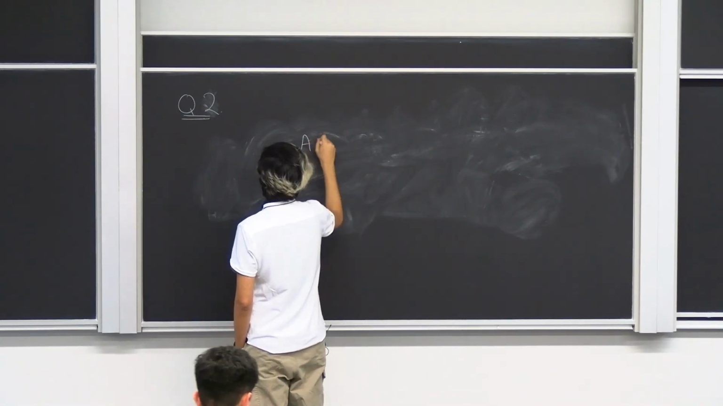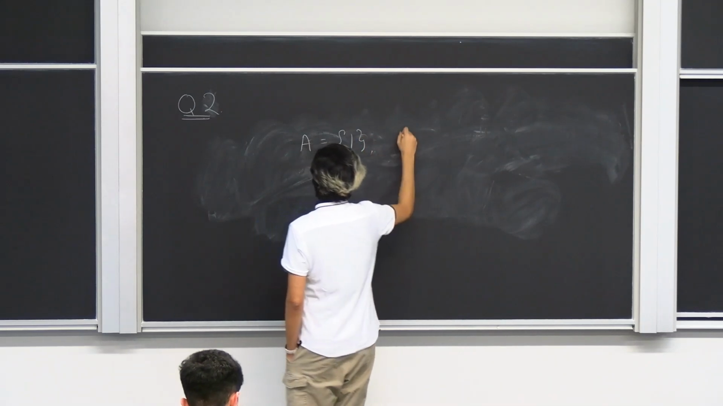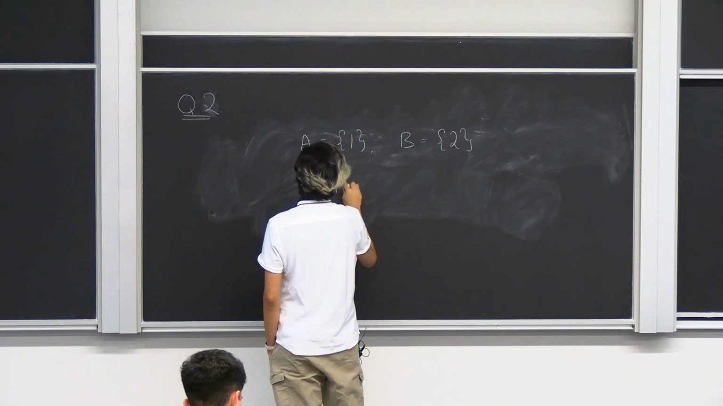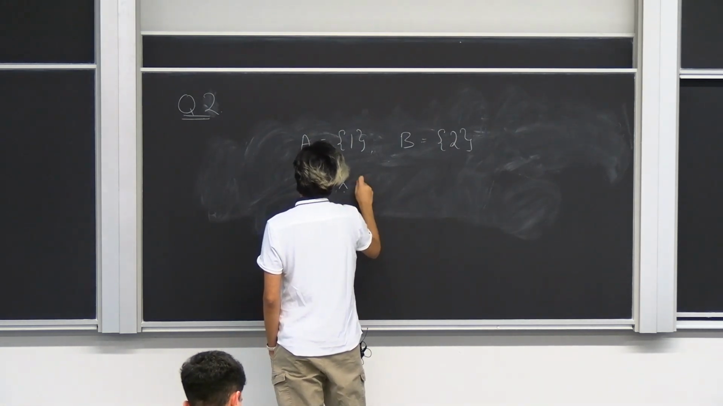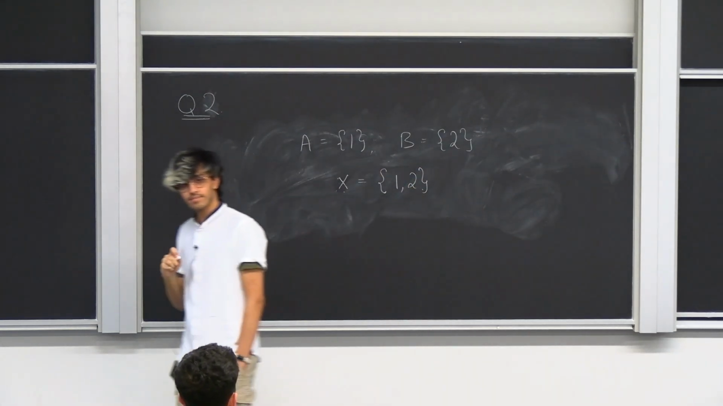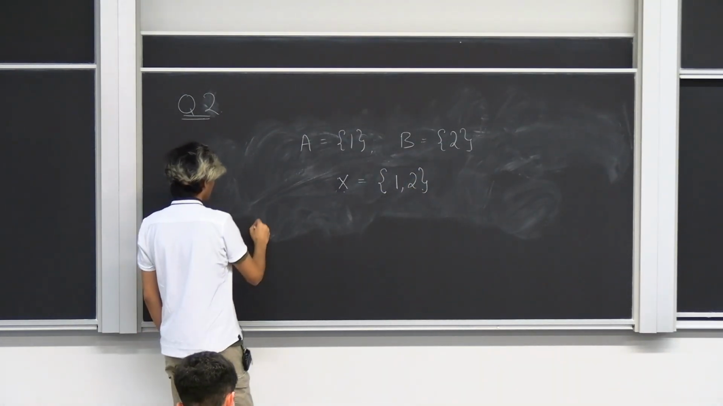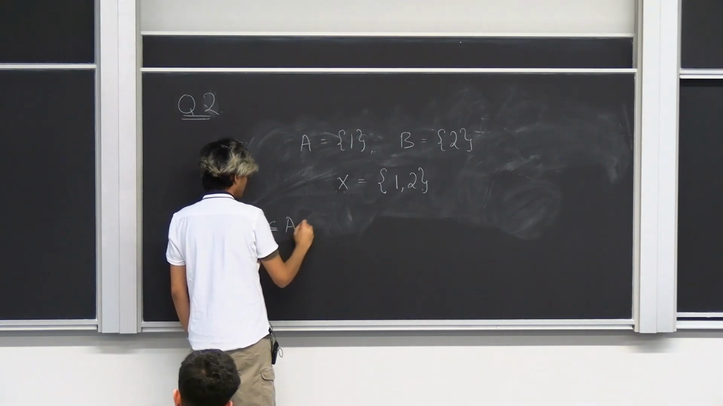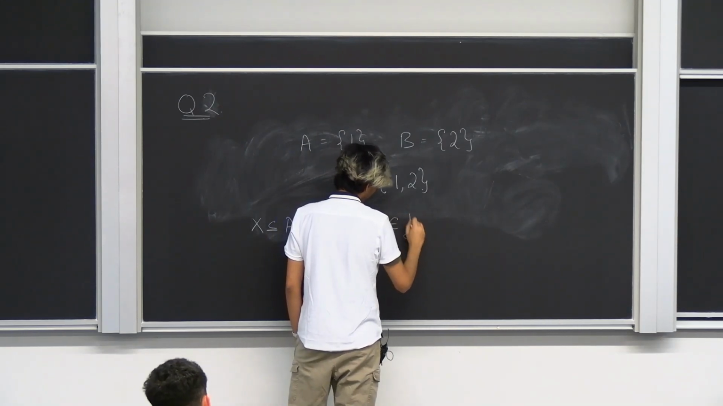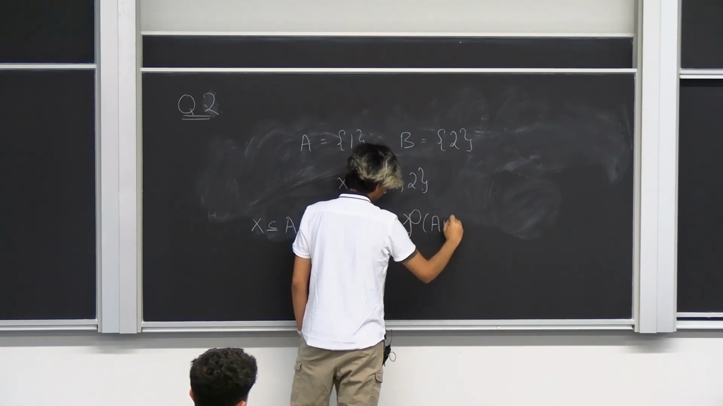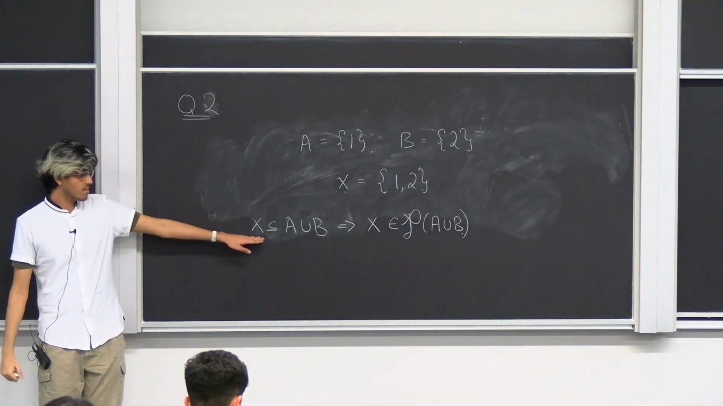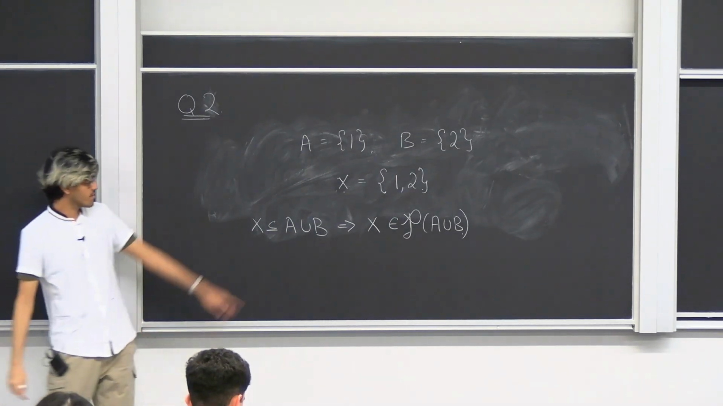Let A be {1}, let B be {2}, and let X be the union of the two. What do we have here? We have X is a subset of A union B, which means that X is a member of the power set of A union B. But as you can see, X is not a member of the power set of A, and it's not a member of the power set of B.